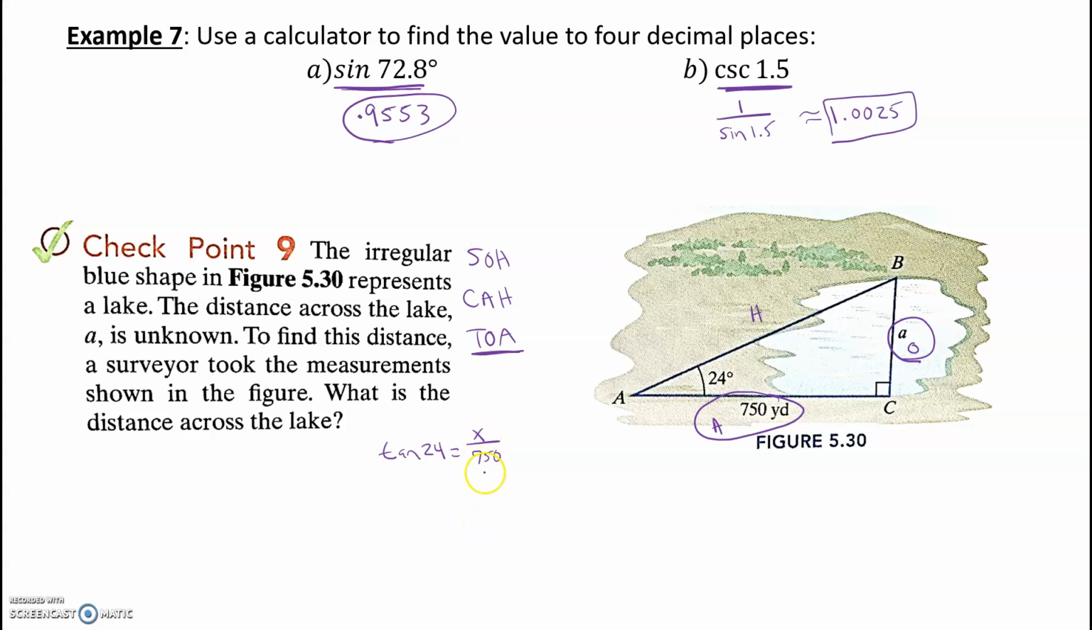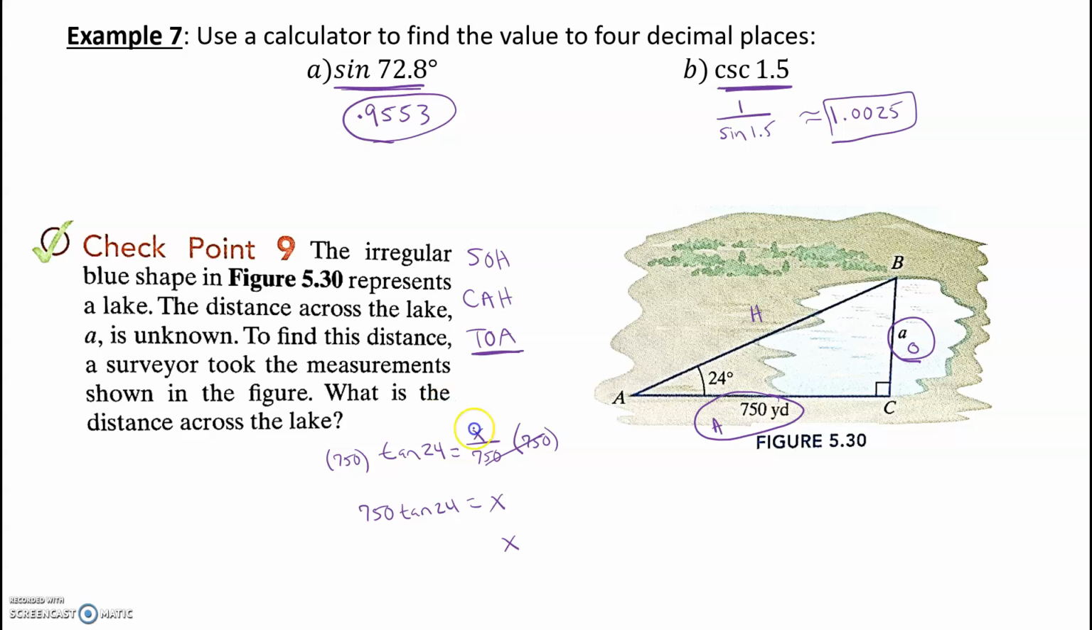Now this is x divided by 750, so if I want to get x alone, I'm going to multiply both sides by 750. So we're here, 750 times the tangent of 24, and here those will cancel out for us. Now, we are in degrees, so make sure your calculator's in degrees, and you would type in exactly what you see here, 750 times the tangent of 24, and it says what is the distance.